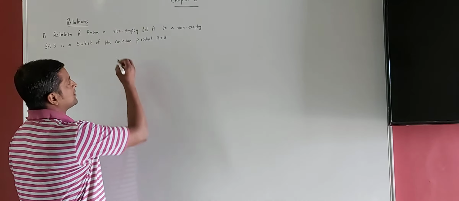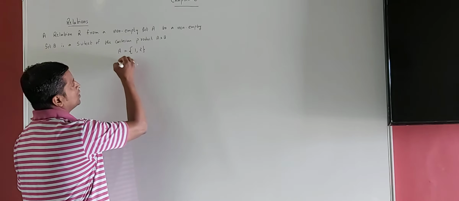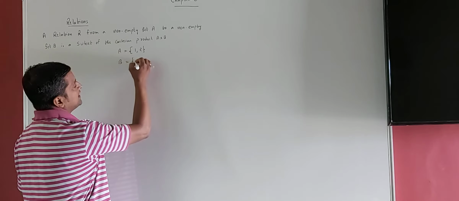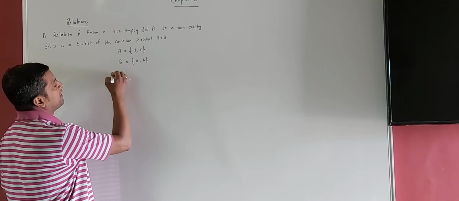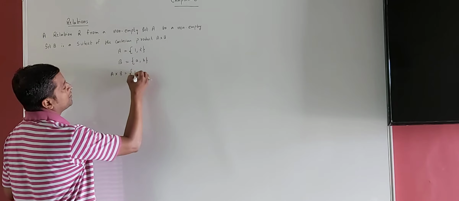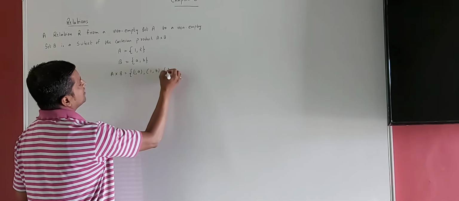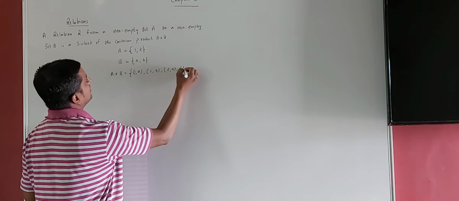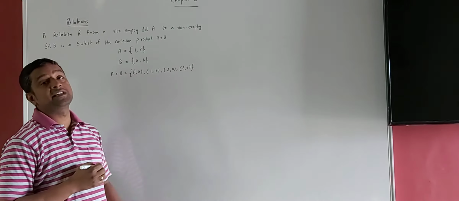Now meaning, suppose A has some elements, let them be 1, 2. Now B has elements, let them be a, b. Already I have told you, if I ask you to find A cross B, the first element will come from A and the second from B. So it is (1, a), then (1, b), then (2, a), then (2, b). So these are the elements in A cross B.